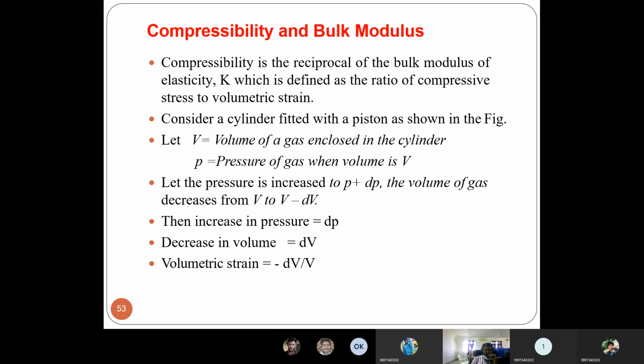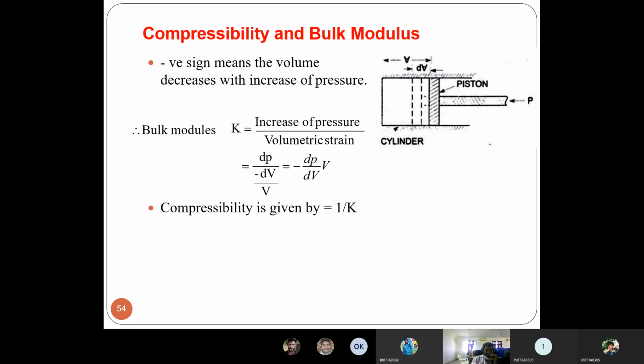Volumetric strain is nothing but change in volume by original volume. Change in volume is minus dV, by original volume V. So in this way we got the volumetric strain. Now here we are considering the term compressibility. The negative sign indicates the volume decreases with the increase in pressure. So bulk modulus is equal to the ratio of increase of pressure.